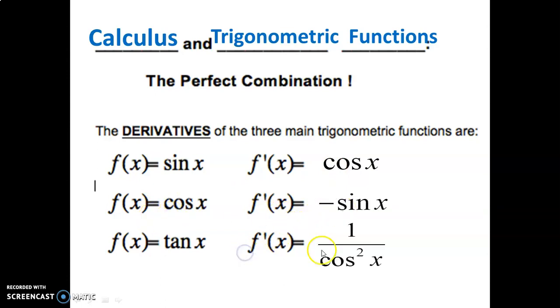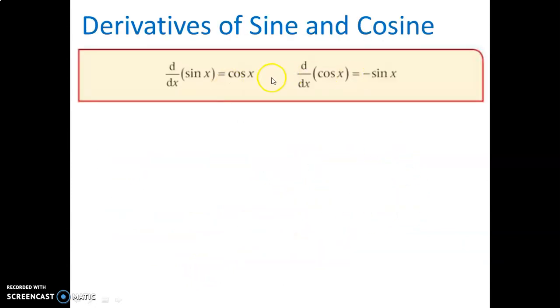And tangent, by the way, has this derivative. That one, I don't think it's in this course anymore. It's in the old course. So let's focus on these first two. Let's memorize those. So there they are.